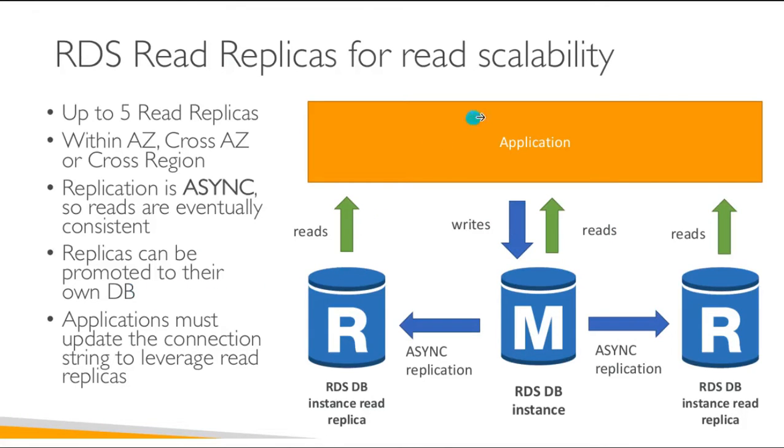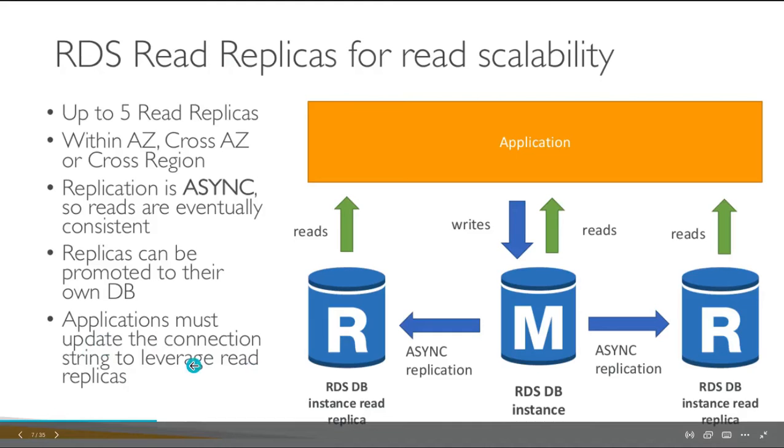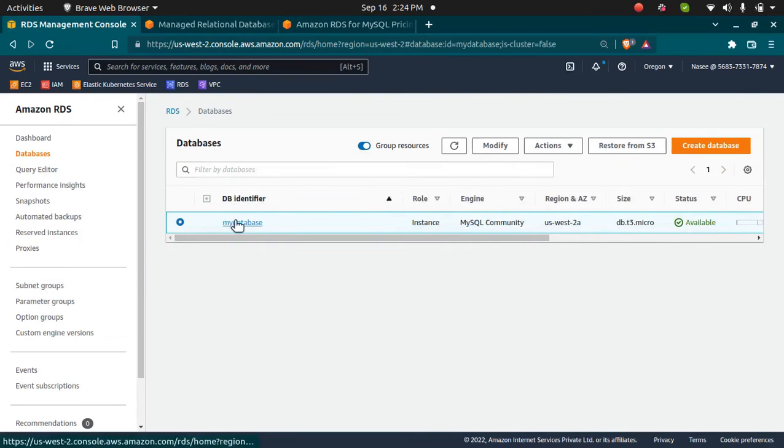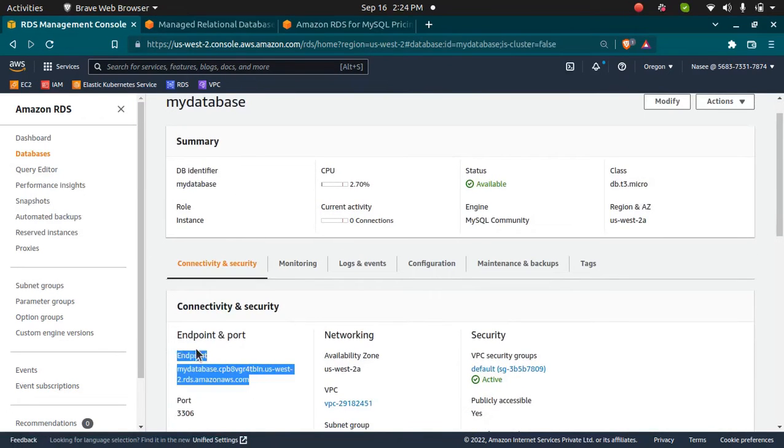Whenever you want the application to use the read replica, whenever the user wants to fetch data, you have to use a connection string to leverage that read replica. The connection string would be something like this. If you see the database here, I have an endpoint, which is my database name, some random string, and the region name .amazonaws.com. So this is a string that is going to be used whenever I want to connect to my database, or whenever I want an application to use this database.